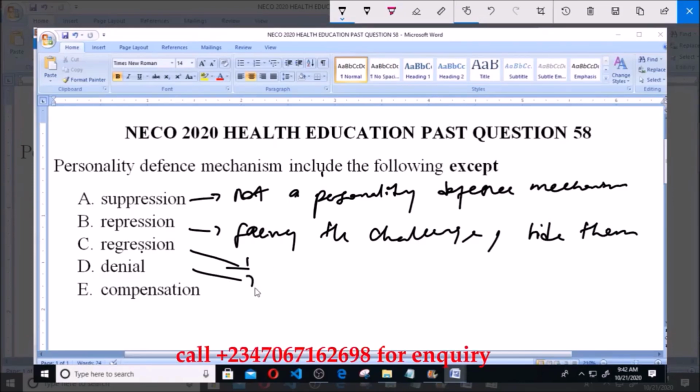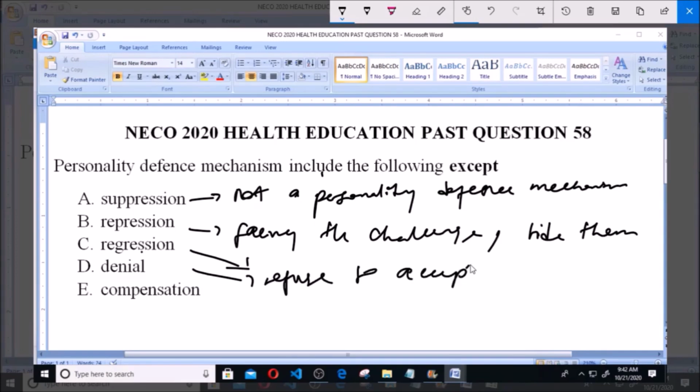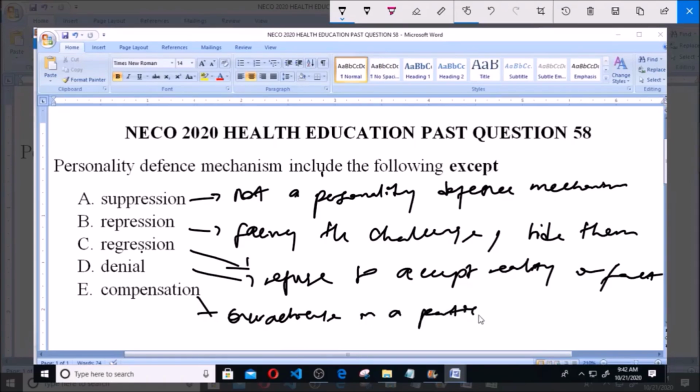Now denial is one of the most common defense mechanisms, where one would refuse to accept reality or facts. That's denial. Then compensation is also a defense mechanism. It refers to a type of defense mechanism in which people overachieve in one area to compensate for the other area where they failed. That is, they perform excellently well, they overachieve in a particular area. This is done just to compensate for the other area that they failed.